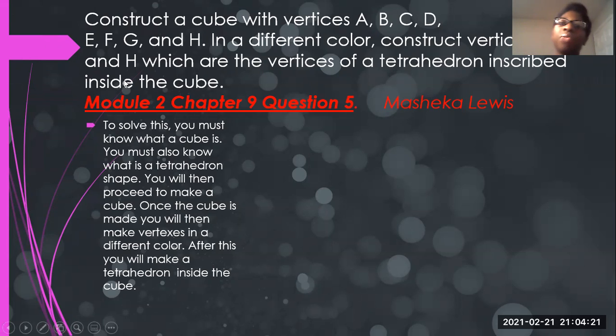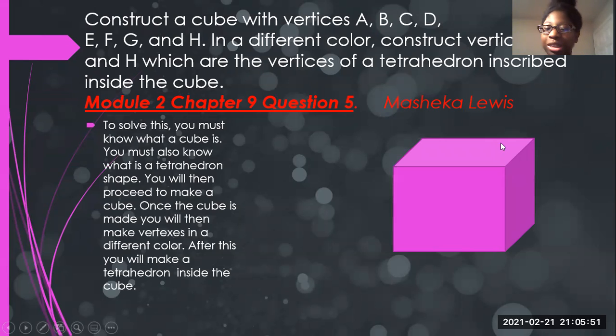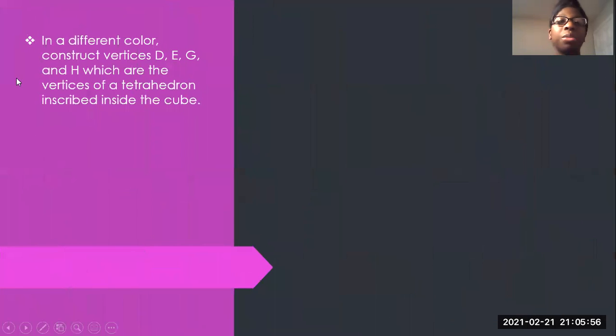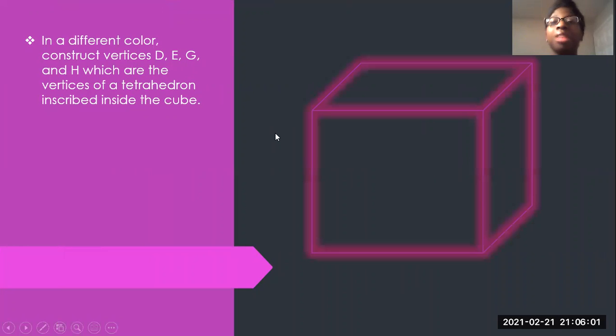Okay, question 5. We have to draw a cube, and then we also have to find new vertices, which are D, E, G. We have to label our cube, and then we also have to find a tetrahedron. So we're going to just draw a cube. Let's just get right into it. And this is a cube in case you didn't know what a cube was. Now, first we need to draw a cube. So this will be our cube.